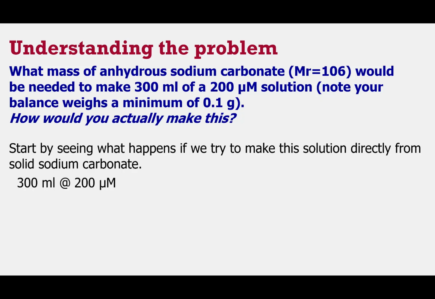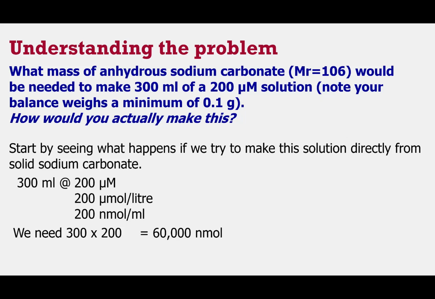So what we want to end up with is 300 millilitres at 200 micromolar. Now, as I've demonstrated in previous videos, I would solve this question by starting to attack this from the units. So 200 micromolar means 200 micromoles per litre. But I don't have a litre, I've got 300 millilitres. So I want to know what that is in millilitres. And so 200 micromolar also means 200 nanomoles per millilitre. I've got 300 of those, so I've got 300 lots of 200, 60,000 nanomoles.